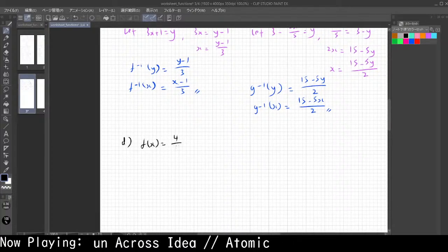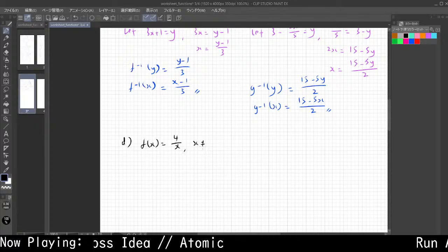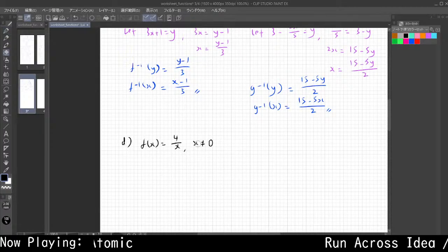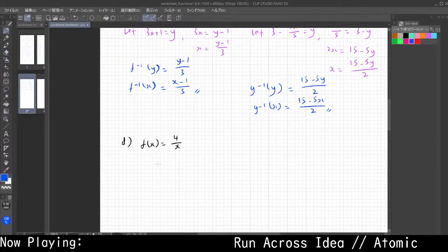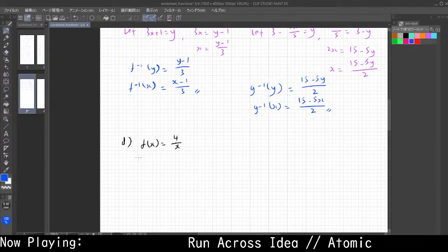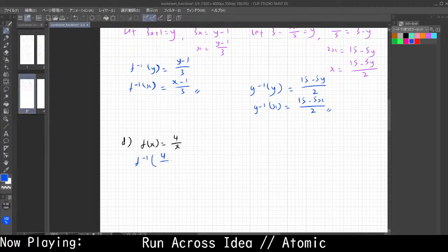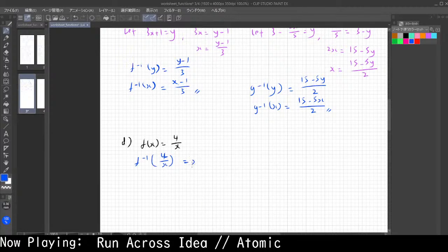f(x) equals 4 over x, x not equal to 0. The definition doesn't really matter in this case because we're doing inverse. It's fine. Same thing. Swap places, put inverse.